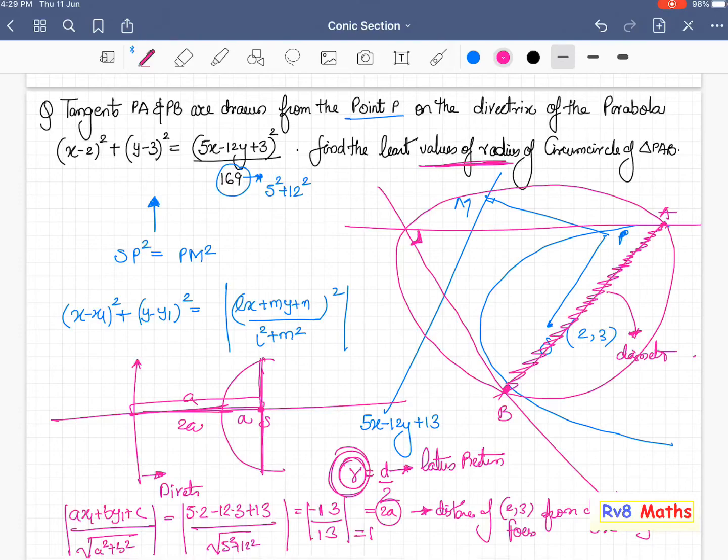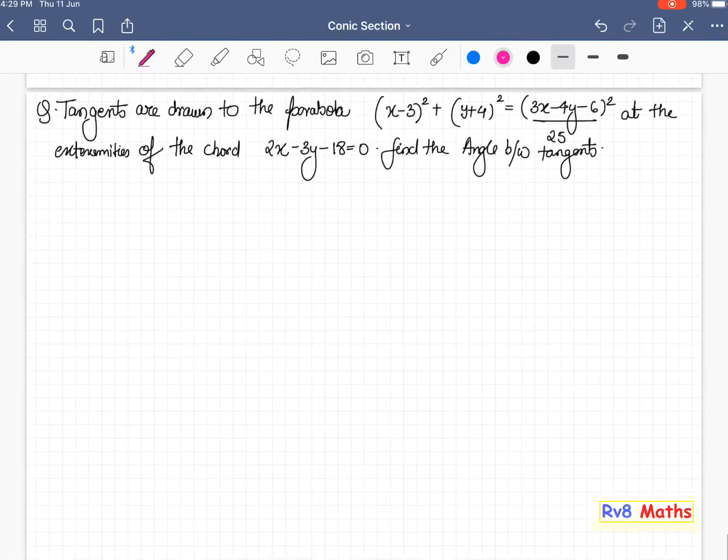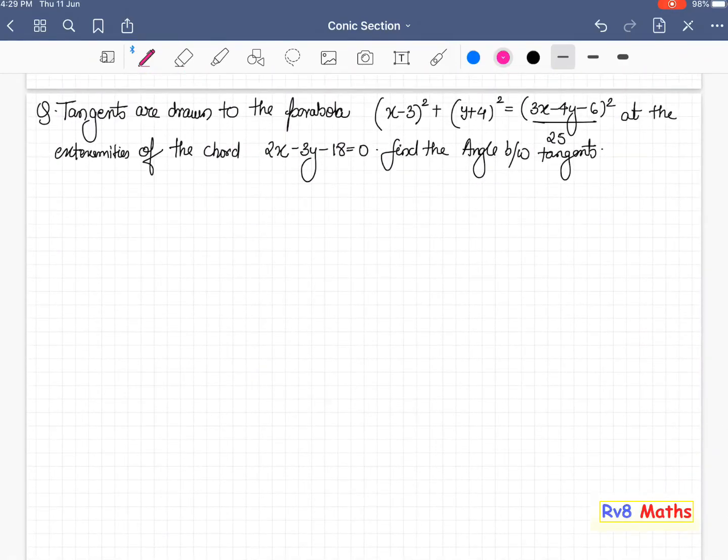Okay, so this is a question based on the property of the parabola. Let's see one more question. What it is saying: tangents are drawn to the parabola at the extremities of the chord. Again, it is a similar kind of question. Now this is a chord; they have given it as a chord. Earlier they didn't specify any chord. They just said that they want it to be the least value, that's why it was a latus rectum. Now find the angle between the tangents.